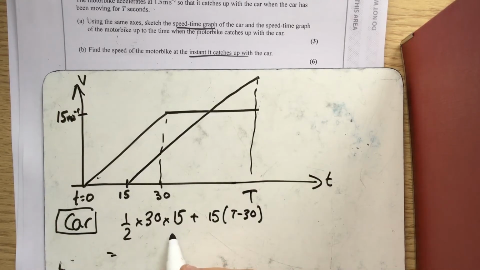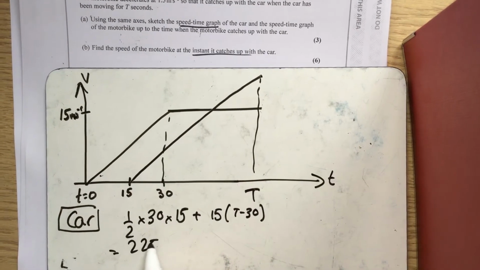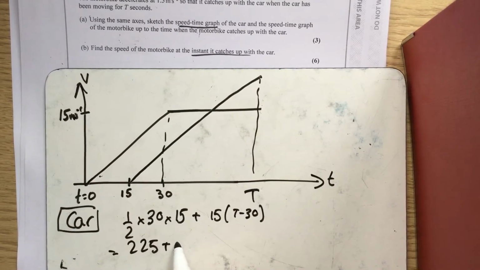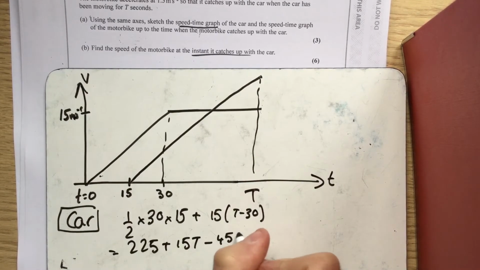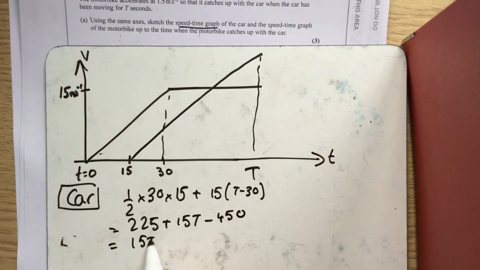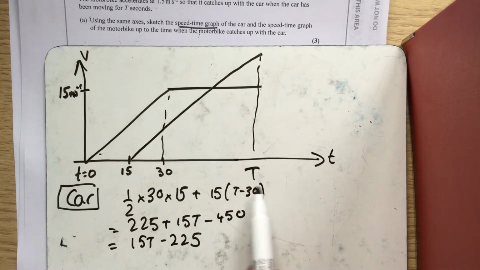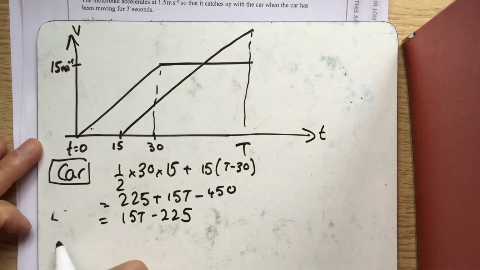This gives us 225 plus 15t minus 450, which gives us 15t minus 225. So that is the displacement of the car based on the variable t. Now we need to just think about the motorbike.